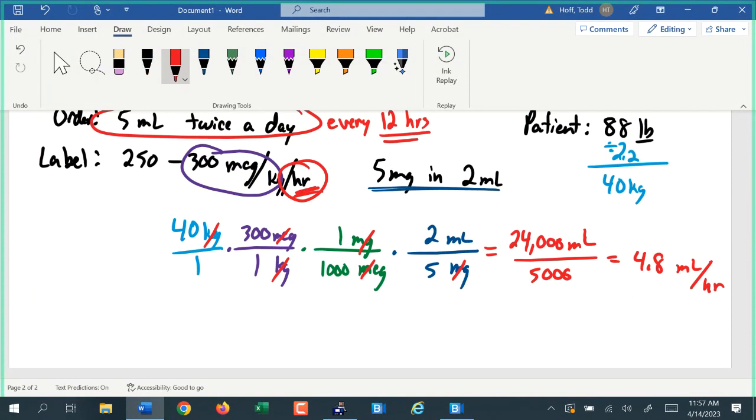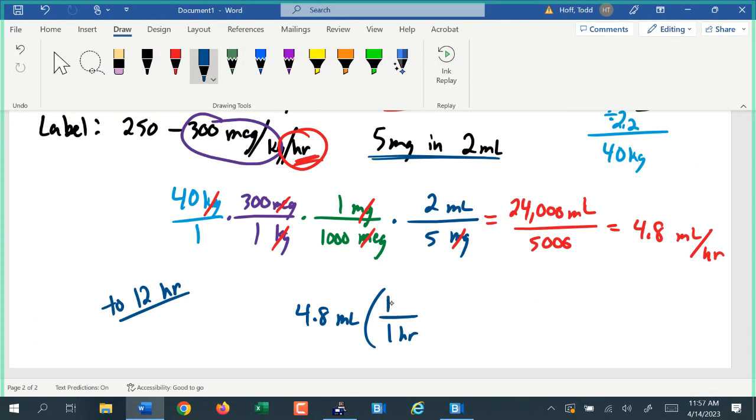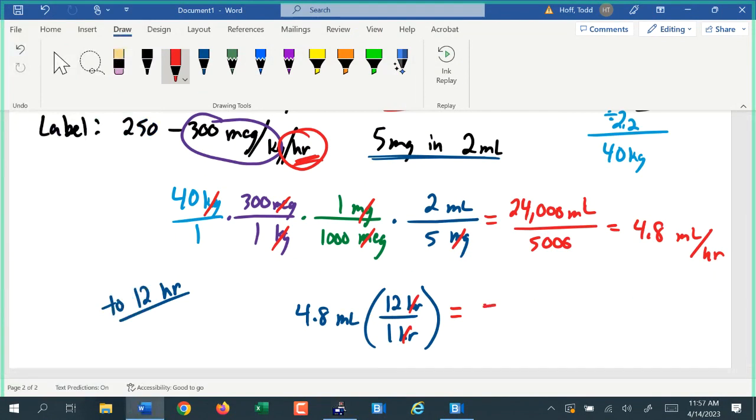Anyway, let's change this. This is every hour. We want to change it to 12 hours. So 4.8 milliliters. This is given per 1 hour. We want to change it to 12 hours. Hours cancel out. Well, this is going to be 4.8 times 12 divided by 1, which is going to give us 57.6. That's 57.6 milliliters every 12 hours. That would be our maximum dose.